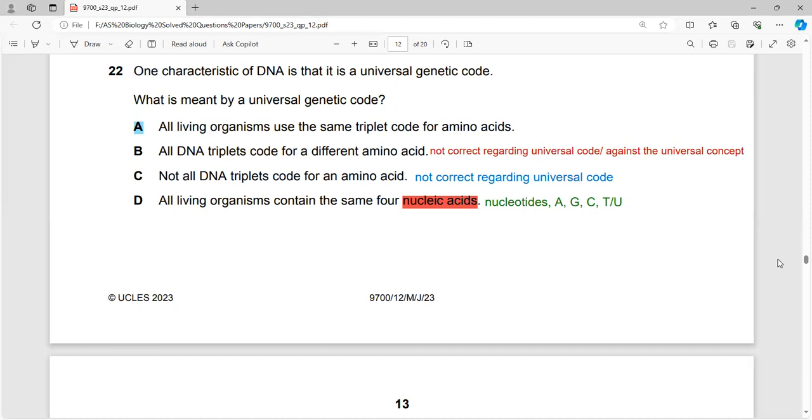What about thymine has been replaced by uracil in messenger RNA? So what about here? The word nucleic acid is wrong. All the organisms are having the same code or same nucleotide. So these are given there, and that's why this option is wrong here. So the correct option with the correct definition of the universal genetic code is A.